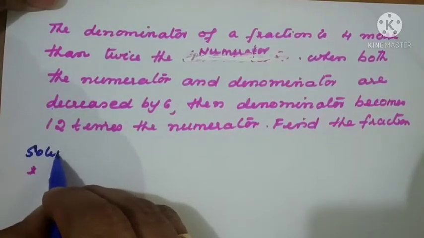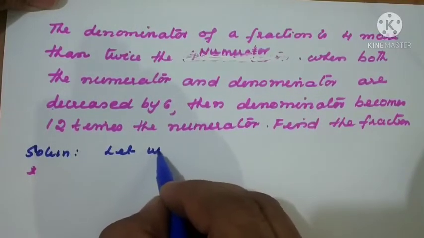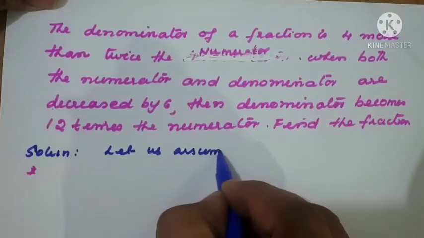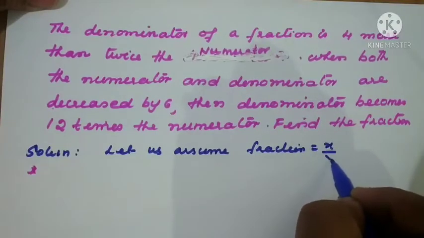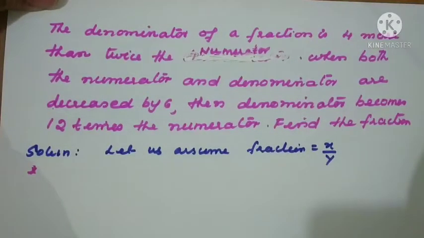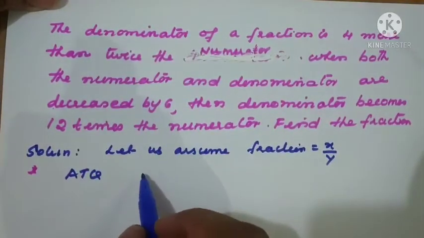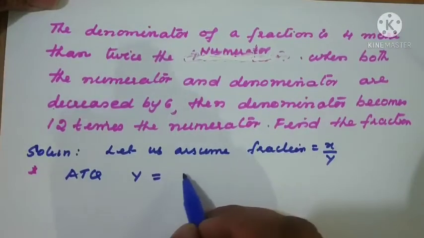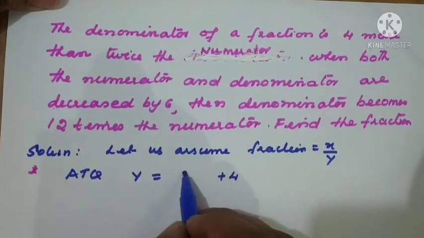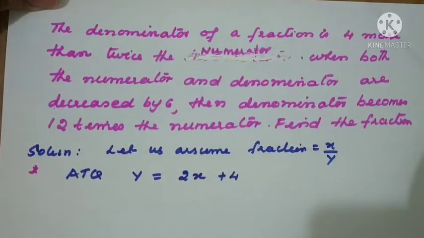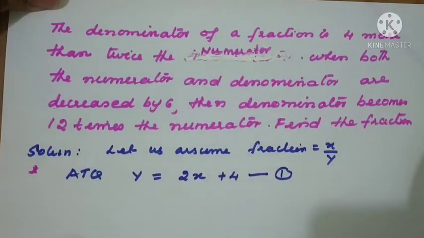So let us assume the fraction is x by y. So x is the numerator and y is the denominator. According to the question, what is given? Denominator, that means y, equal to 4 more than twice the numerator. So we got y equal to 2x plus 4. This is the first equation because we are going to do the substitution method.